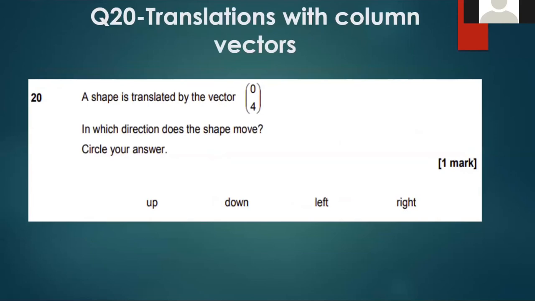Right, guys, question number 20. A shape is translated by the vector 0, 4. In which direction does the shape move? Well, thinking about vectors, guys, so that is my x component and that's my y component. So it's not moving on the x component, but it's moving 4 in the y component. So remember that on my x and y axis, obviously y is going up and then x is going across. So moving up 4, okay, means that I'm going to be going in the upwards direction. It's a positive 4, so it's moving 4 units up. Okay, so the shape moves 4 units up.